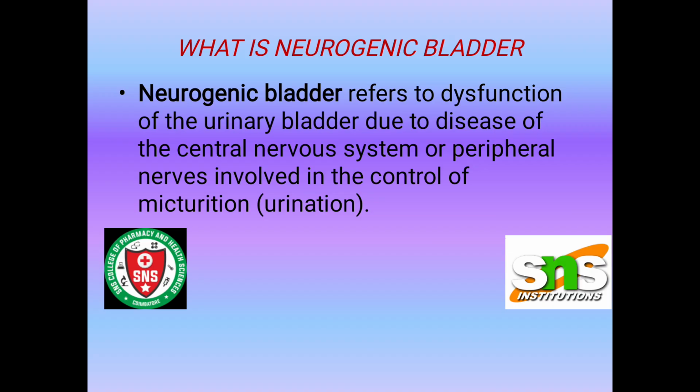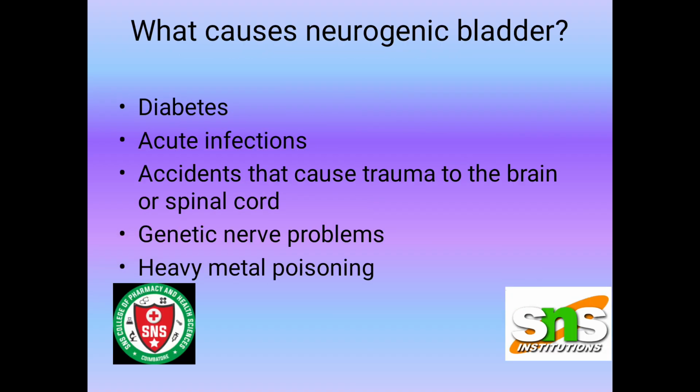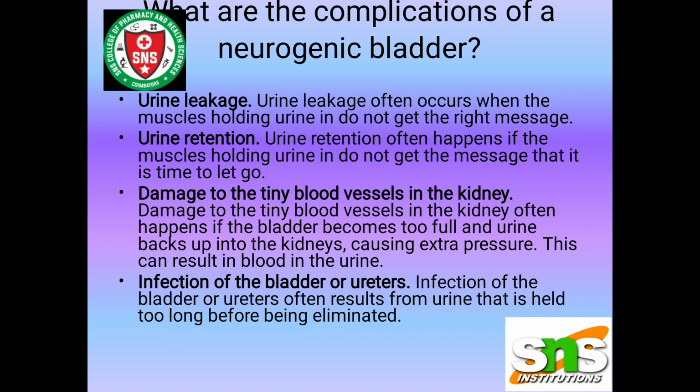What is neurogenic bladder? Neurogenic bladder refers to dysfunction of the urinary bladder due to disease of the central nervous system or peripheral nerves involved in the control of micturition, urination. And what causes neurogenic bladder? Diabetes, acute infection, accidents that cause trauma to the brain or spinal cord, genetic nerve problems, heavy metal poisoning.